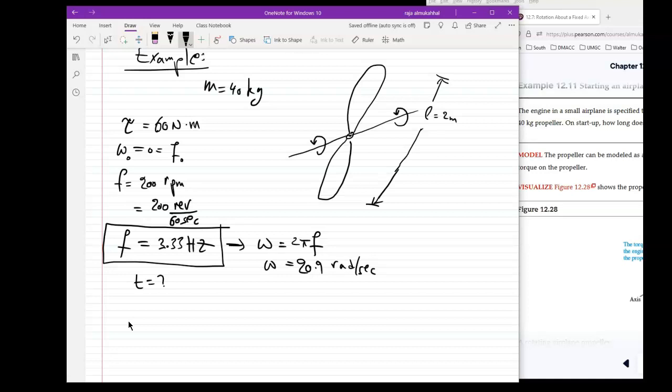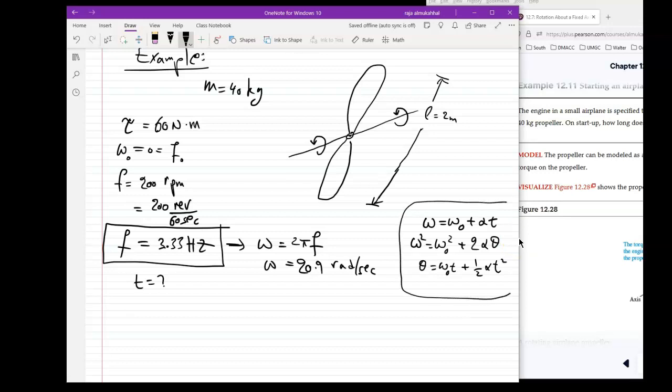Well, I know that I can use rotational kinematics. If you go back to the rotational, here they are. Omega equals omega naught plus alpha t. Omega squared equals omega naught squared plus 2 alpha theta. And then theta equals omega naught t plus 1/2 alpha t squared. The one I'm going to use is the first one, probably the simplest because it's asking for the time. And I don't know alpha yet, but I want to show you how to find it.